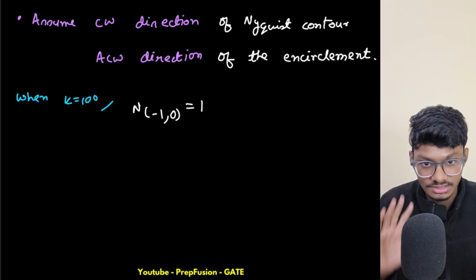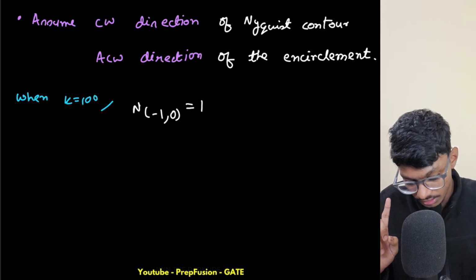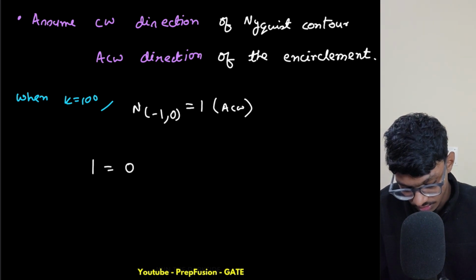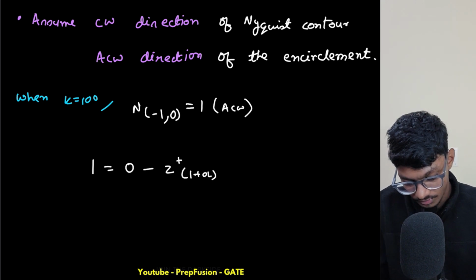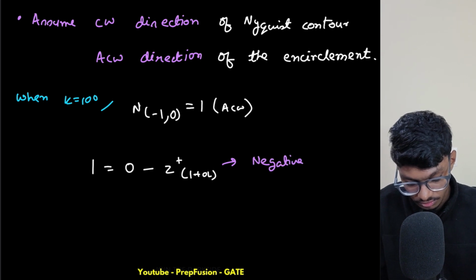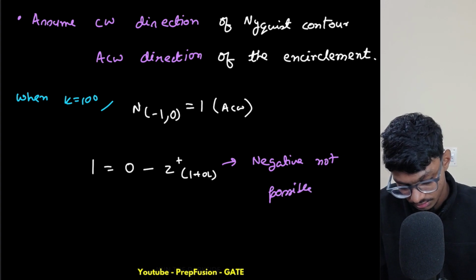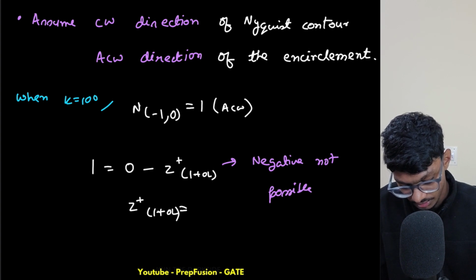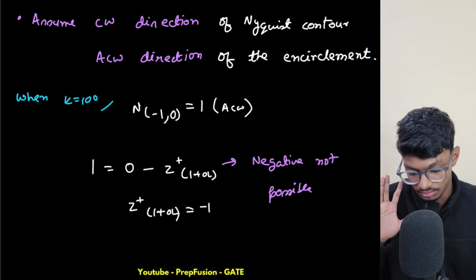So my N around minus 1 comma 0 equals 1, in the anti-clockwise direction I'm assuming. Now if I put this in the equation, N equals 0 minus Z plus, my Z plus is coming negative, which is not possible, right? Z plus is coming out to be minus 1. So what we'll do, we'll assume a different direction of contour.